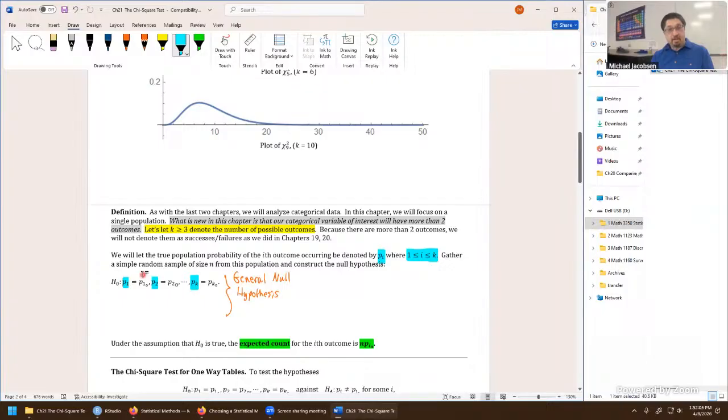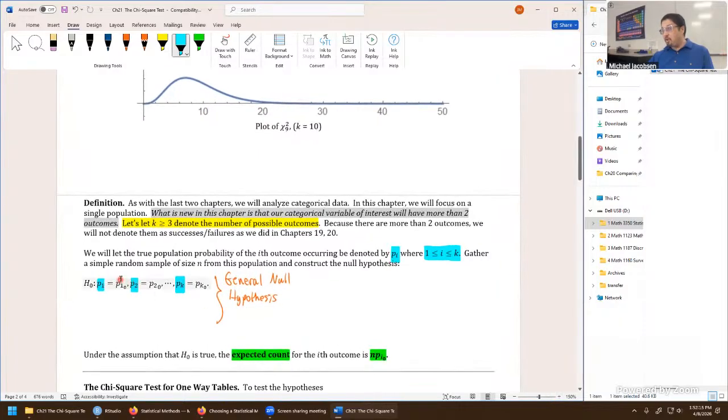p1 naught, an assumed proportion for the first parameter, p2 naught, an assumed proportion for the second parameter, and so on. The subscripts are a little bit annoying because now they're stacked. The zeros here are just telling us we're talking about the null hypothesis directly. So that's our general null hypothesis. Any questions about it so far?